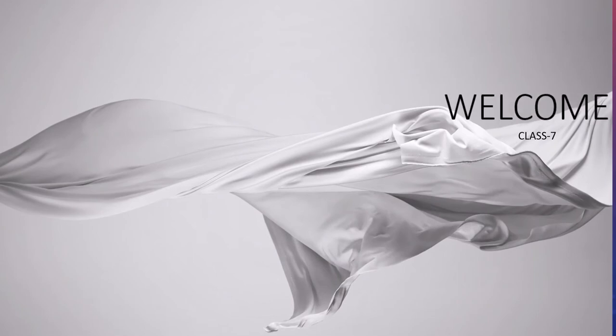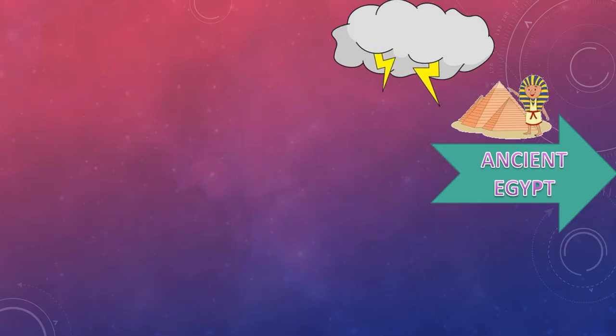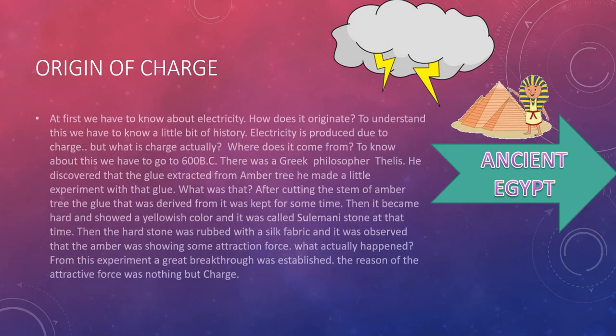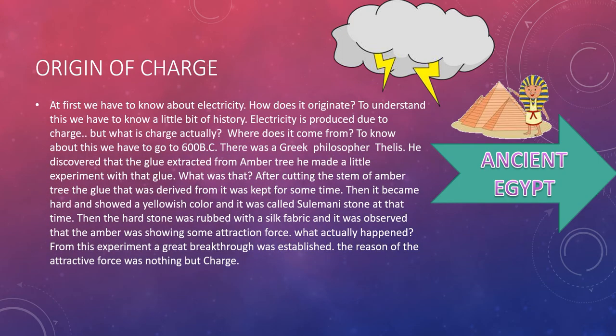We are going to take class for English version plus 7, and this is about science from chapter 10. And I will discuss lesson 1 to 2 so that you can get a whole idea about electricity. As the chapter is about electricity, we are going to know about the origin of charge. At first, we have to know about electricity. How does it originate? To understand this, we have to know a little bit of history.